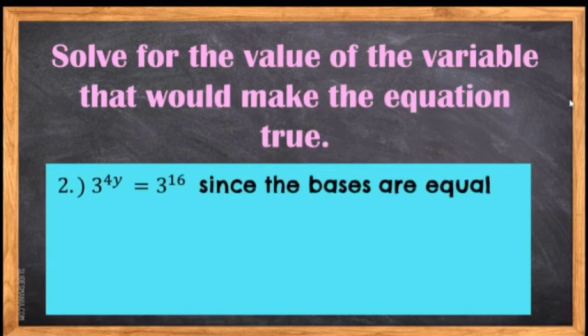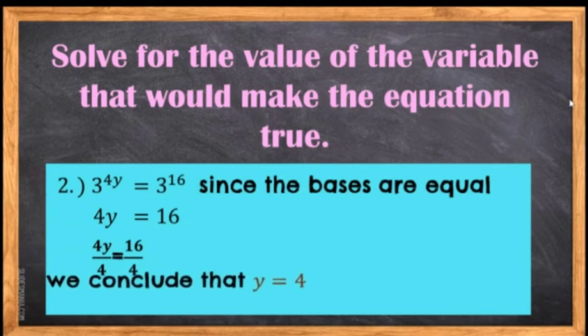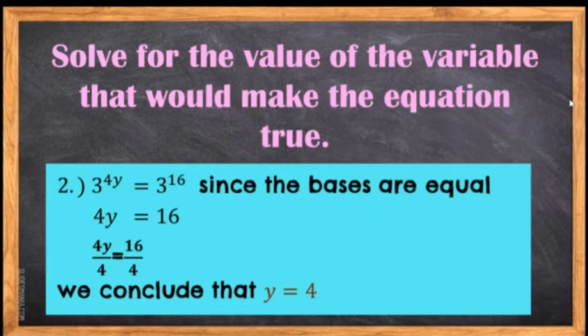3 raised to 4y is equal to 3 raised to 16. Since the bases are equal, which is 3, we need to cancel it. Next, 4y is equal to 16. Then divide both sides by 4 to make it cancelled. 4 and 4 will be cancelled. So y is equal to 16 over 4. Then 16 over 4 is equal to 4. We therefore conclude the equation is true.